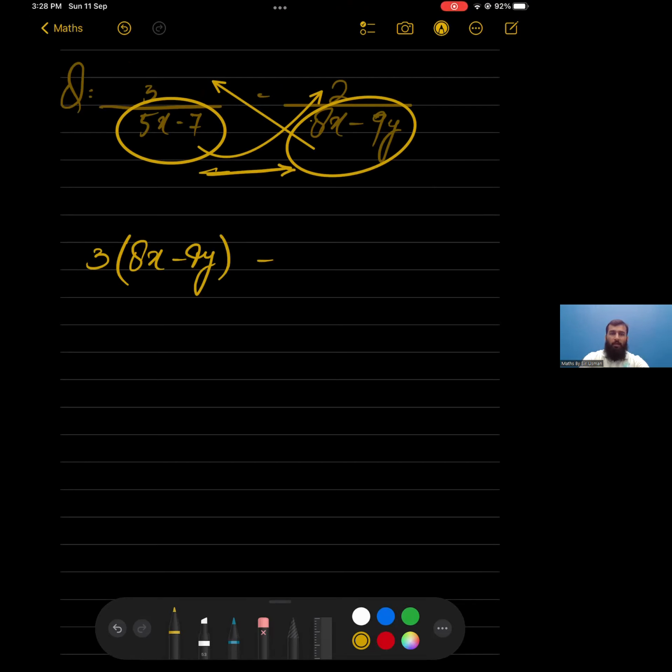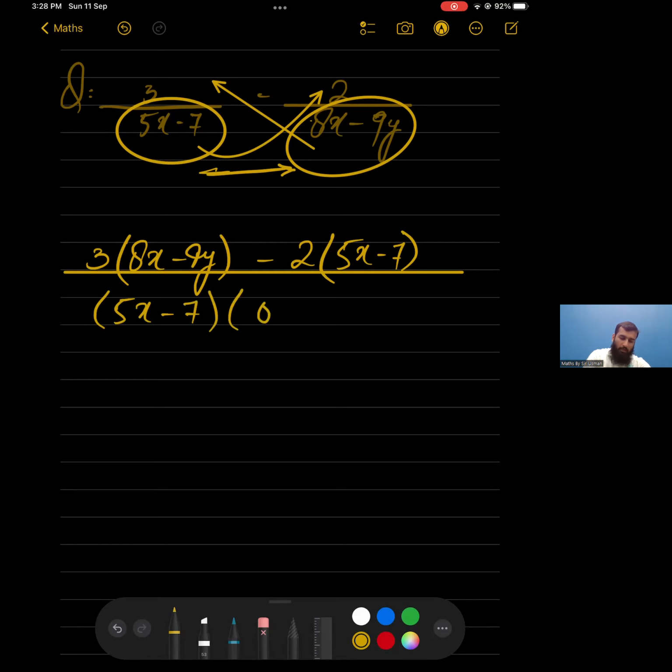Then you have got a negative sign. Then 2 with 5x minus 7. And in the denominator, you would multiply both of those denominators together. So you would have 5x minus 7 times 8x minus 9y.